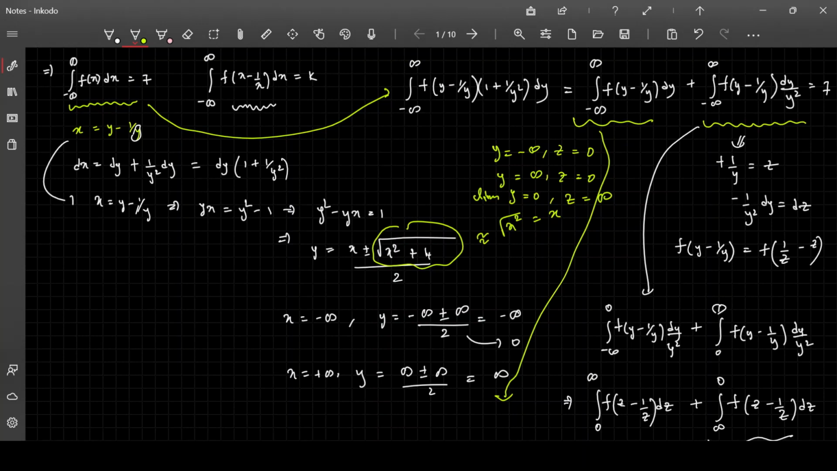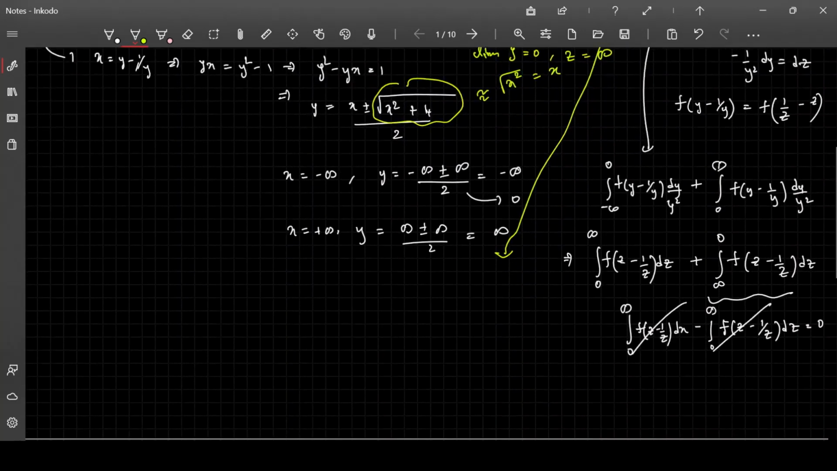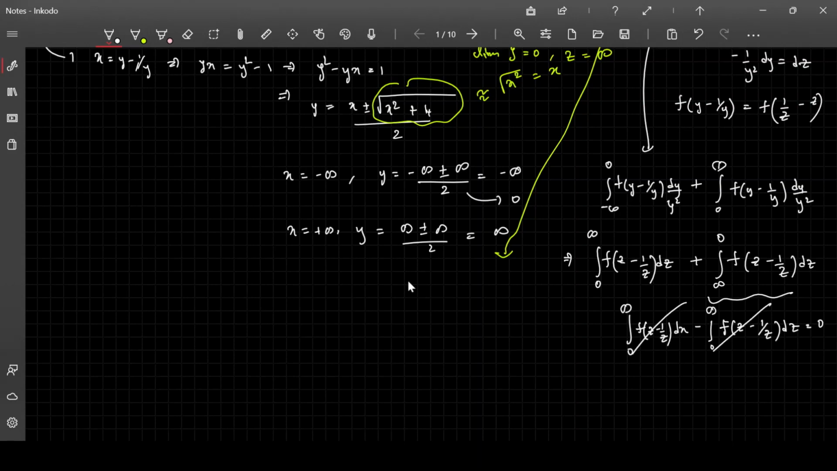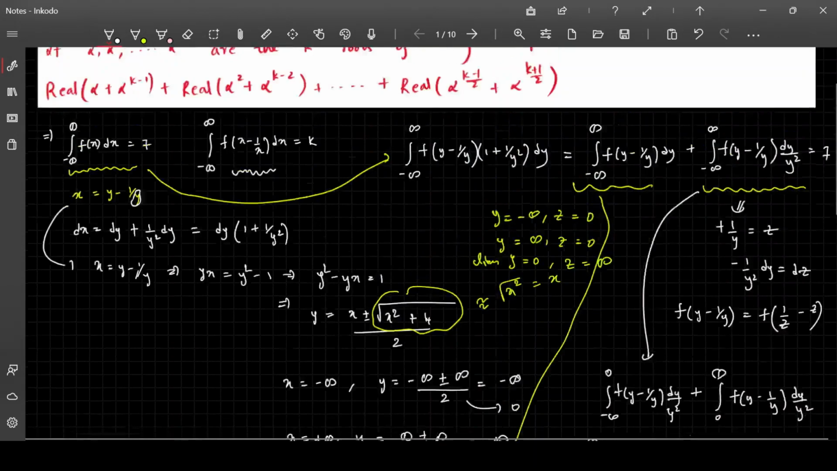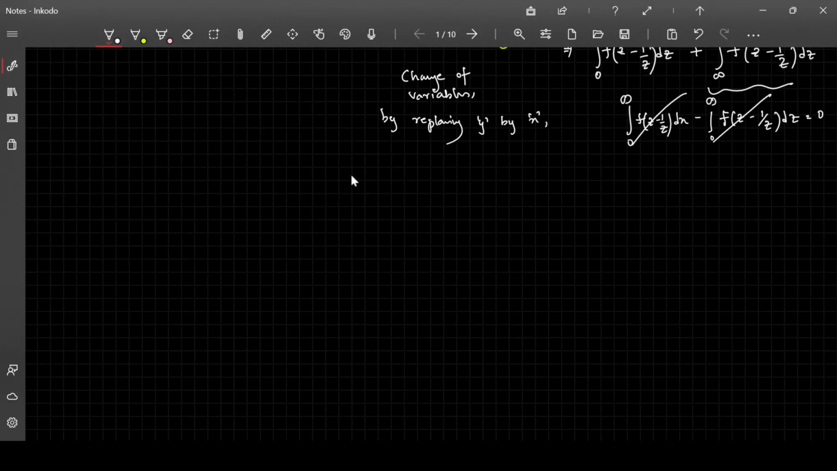Let us not divide now. We can directly use the change of variables. So if I do the change of variables by replacing y by x, the value of this would be the integral from minus infinity to infinity of f of (x minus 1 by x) dx. And this is basically nothing but k, isn't it? This is what's been asked.